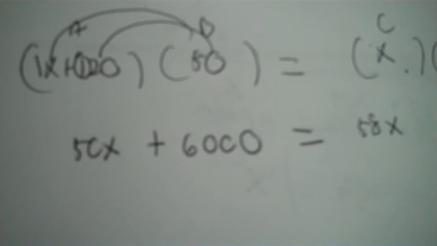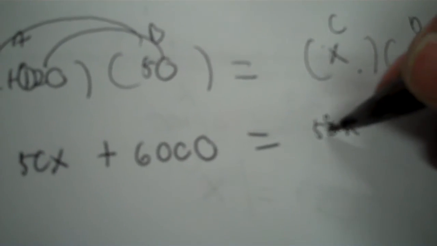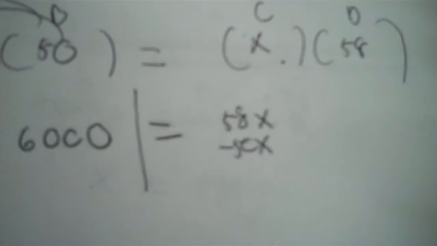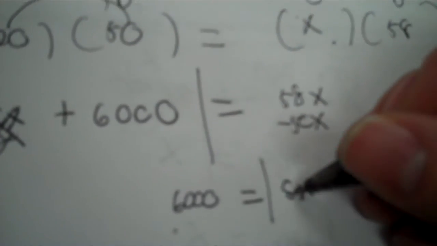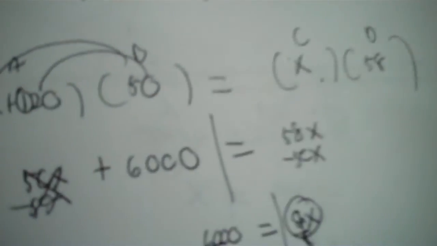Okay, x is on opposite sides. Well, let's take one of them out. Don't get rid of that one because then you don't have anything to go on that side, okay? You take out the 50x. So this side you got 8x, and over here you got 6,000. Okay, now all you have to do is divide by 8. Don't have any plus minus going on anymore. So it's x. 6,000 divided by 8 is 750.